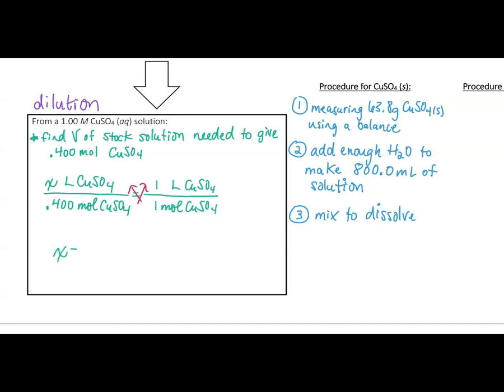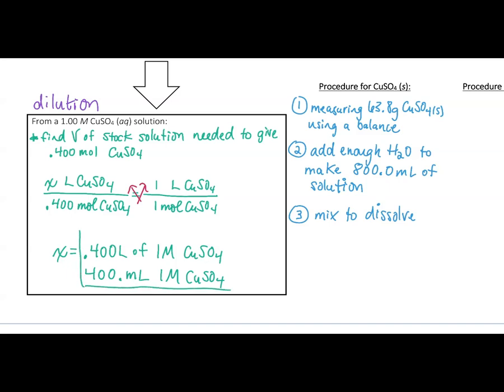So this means we're going to have 0.400 liters of 1 molar CuSO4, which is the same as 400 milliliters of 1 molar CuSO4. Okay, it doesn't really matter what you report your final answer in. It makes more sense that we would actually measure it in the lab using milliliters.